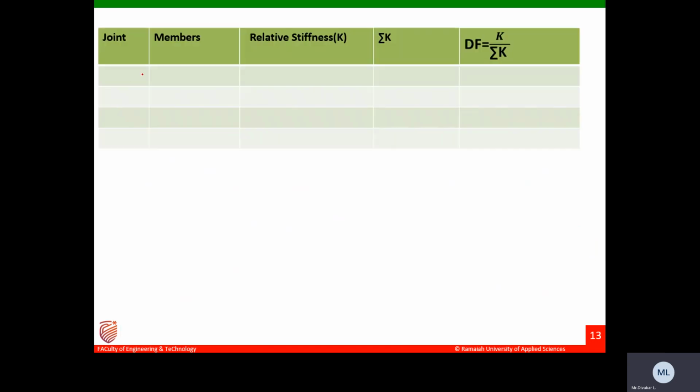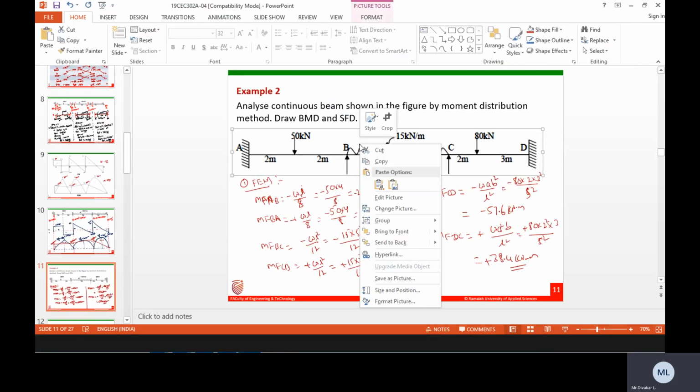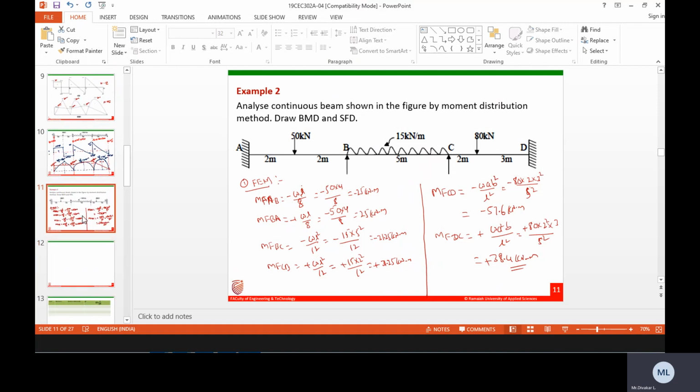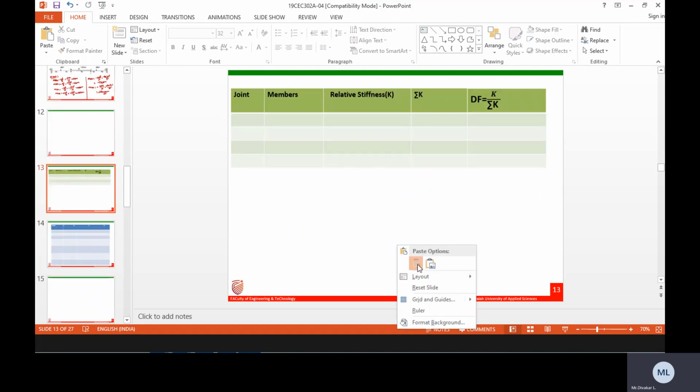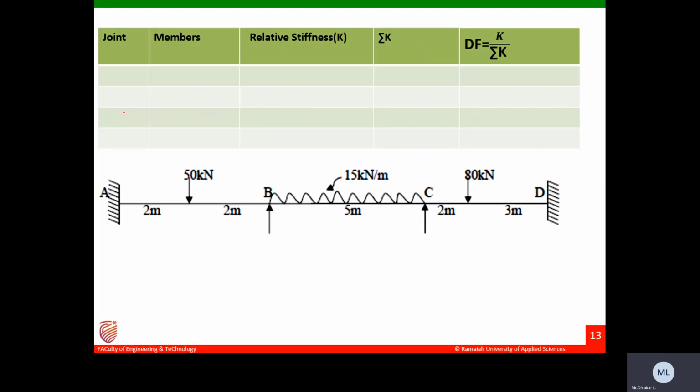Now I have given the table here. Let us consider this table. Let us identify which one is the intermediate support. Better you take this once again, guys. Let us consider this figure. I will put it here so that I can clearly write the distribution factors. Now once again.